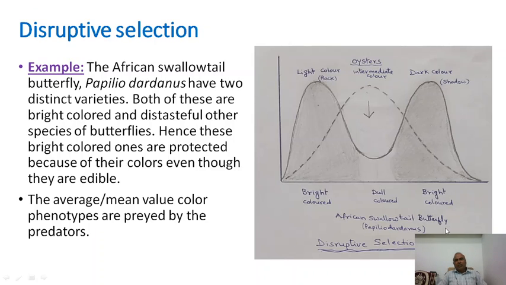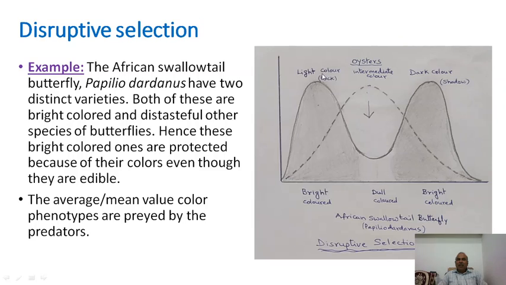So friends, you see the graph here. This is the average individual, once they are very large, but because of natural selection, only the bright colored ones are preferred, because the bright colored individuals are mimicking the other bright colored butterfly which is distasteful. Actually these are very, very tasty, but as they resemble the bright color of the other butterfly, they are favored. Bright color here is favored. So the dull color one is not at all favored. So extreme values are selected, average value is discarded, not selected.